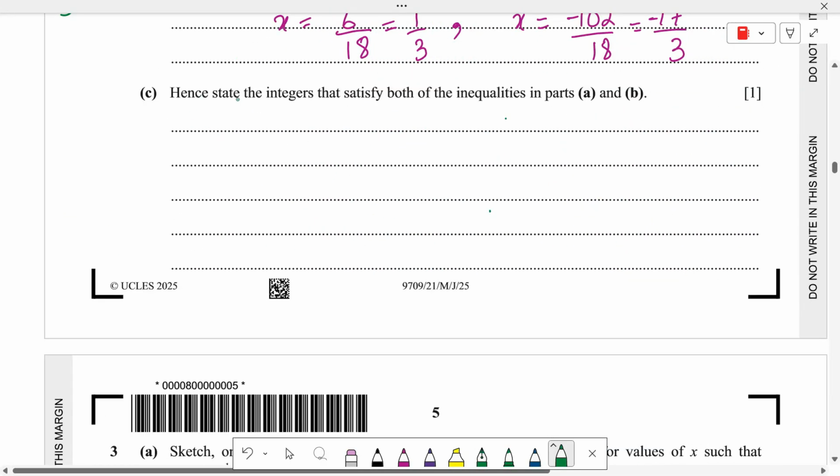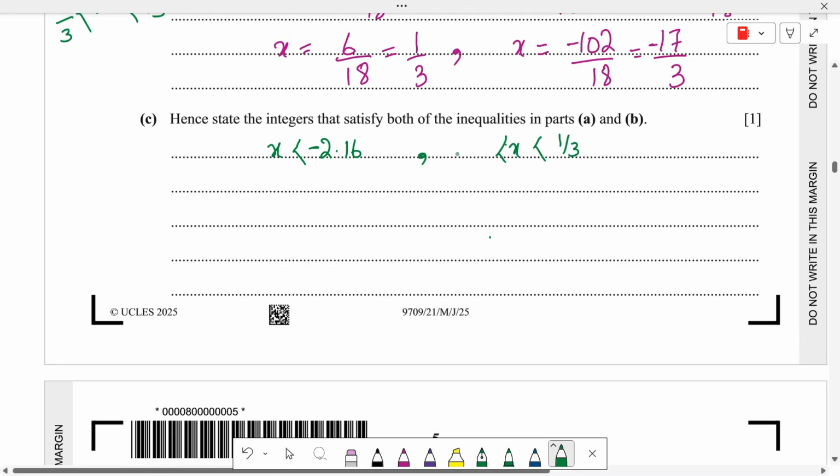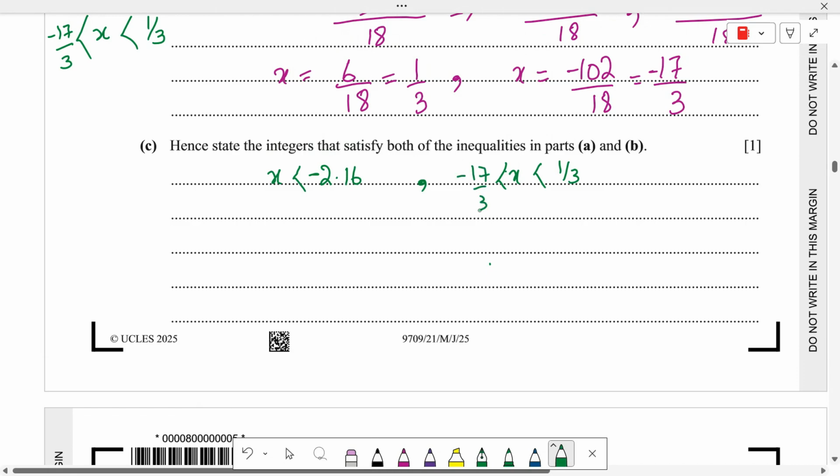Now part C, hence, state the integers that satisfy both the inequalities in part A and part B. So we have the range of part A, which is x less than negative 2.16, and the second range is x less than 1 over 3 and greater than negative 17 over 3. So the range of x in part B is less than 0.33 and greater than negative 5.66.